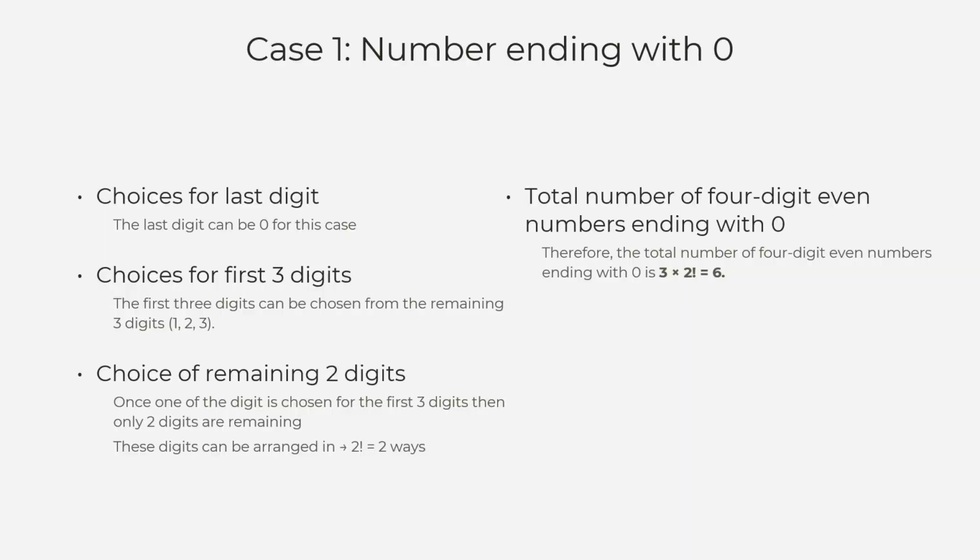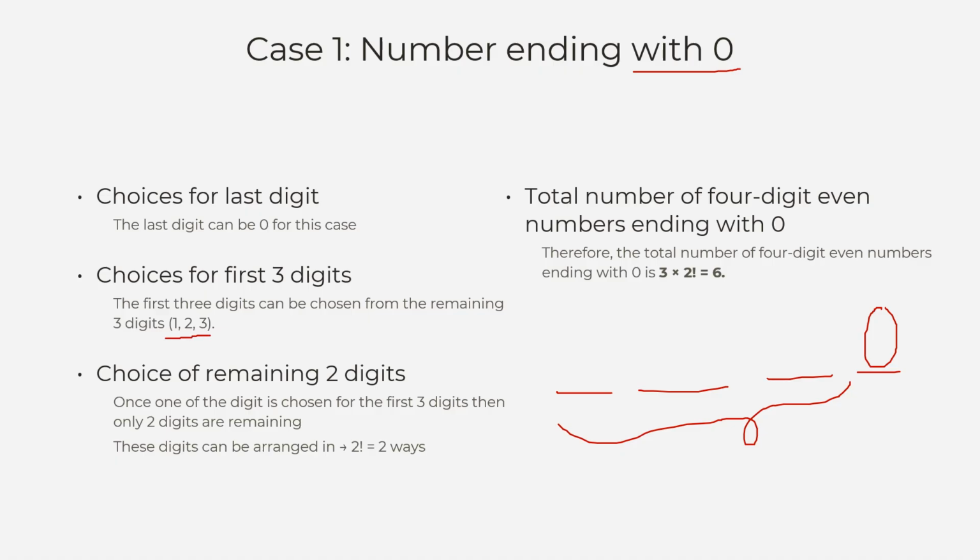So let us consider the first case wherein we'll check how many numbers can be formed wherein the 4-digit number is ending with 0. Hence the choice for the last digit of the 4-digit number we are forming will be 0. So one of the digits is utilized and it is fixed. Now we need to decide what will be the remaining 3 digits. For the remaining 3 digits, we have the choices 1, 2 and 3.